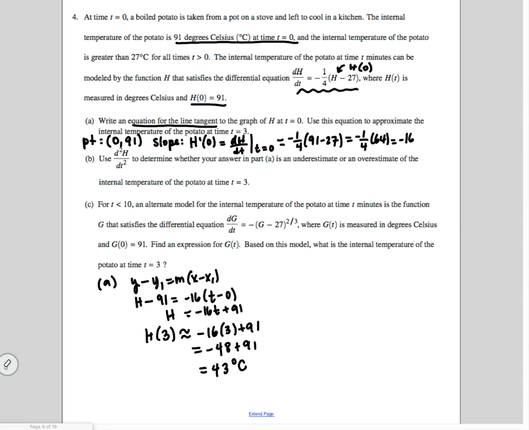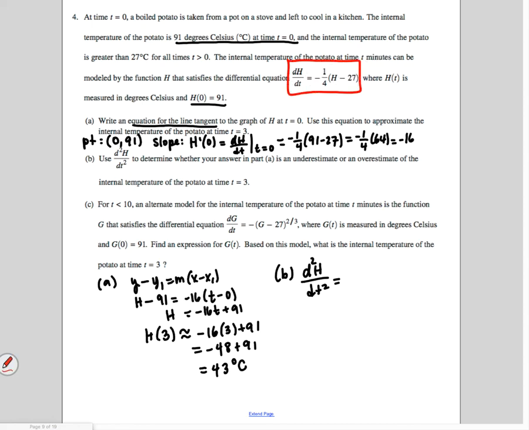Okay, so B. B says, use the second derivative, d2h over dt squared, to determine whether your answer in part A is an underestimate or an overestimate. So we're going to talk about the concavity on this one. I first want to find the second derivative, d2h over dt squared. So I'm going to take the derivative of this right here.